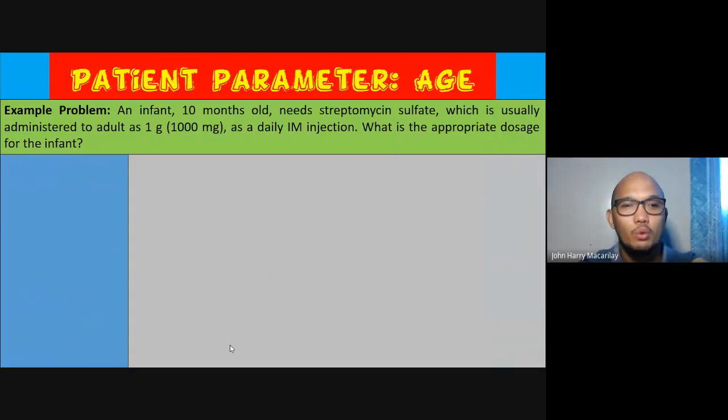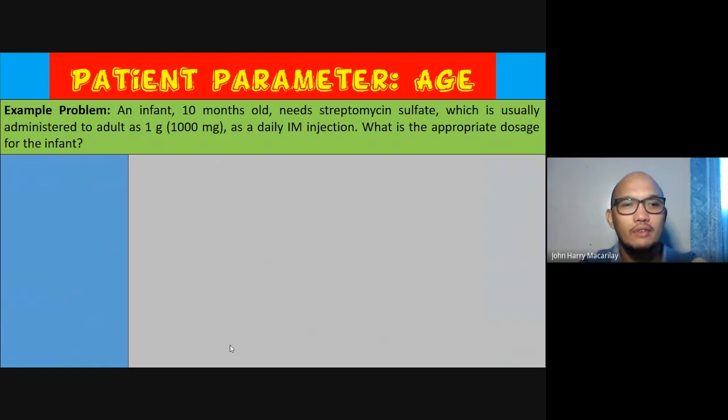Let's have problem number one. An infant 10 months old needs streptomycin sulfate, which is usually administered to adults as 1 gram, equivalent to 1,000 milligrams, as a daily intramuscular injection. What is the appropriate dose for the infant? Since this is an infant, we will be using Pride's rule. When we say infant, this is between 1 month to 1 year old, or 12 months.